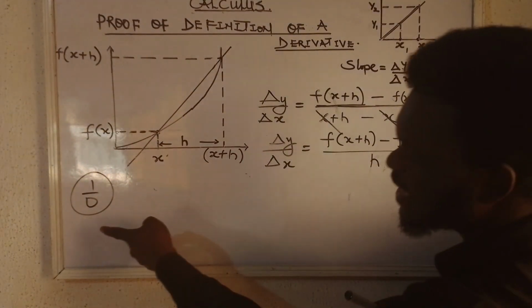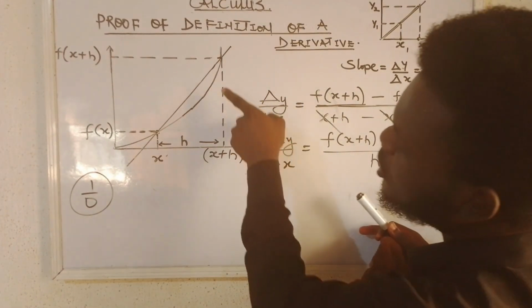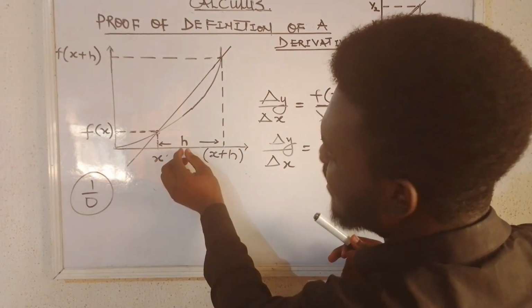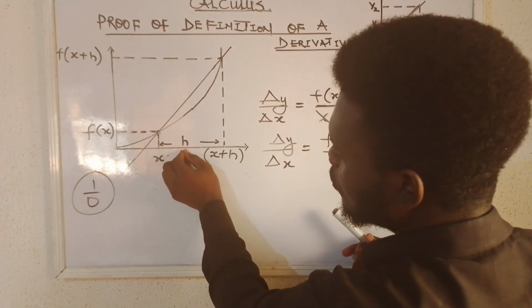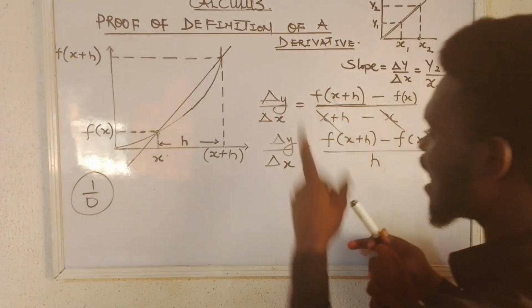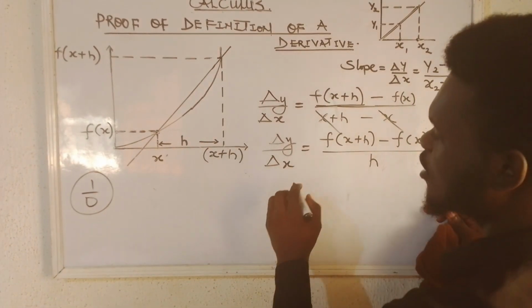So that was the idea that this young man made. He made sure that this h, this point, as he was taking it very close, can never become 0. This h should never be as small as 0. That was the idea. So that was what introduced the limits.